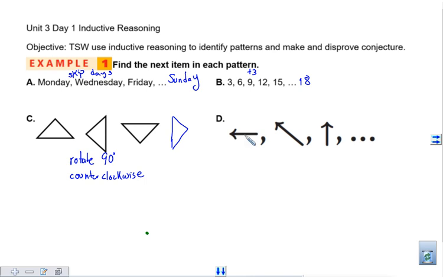Next example, facing to the left, facing halfway between left and up, and we're facing straight up. So we're rotating 45 degrees clockwise. So our next one would be at diagonal up to the right.